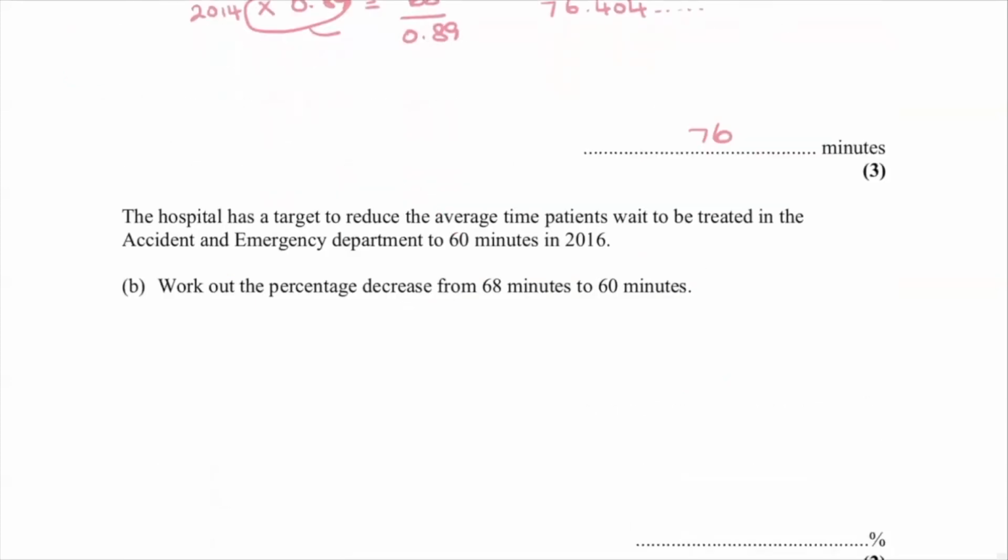The hospital has a target to reduce the average time patients wait to be treated in the accident and emergency department to 60 minutes in the next year. And we've got to work out that decrease from 68 to 60. Now, the formula for this one is the difference over the original. So the difference between 68 and 60 is 8, and the original is obviously 68. But that's a fraction. We want to write this as a percentage, so we would times through by 100. That gives us 11.764. So 11.8 would be a good degree of accuracy in that question.